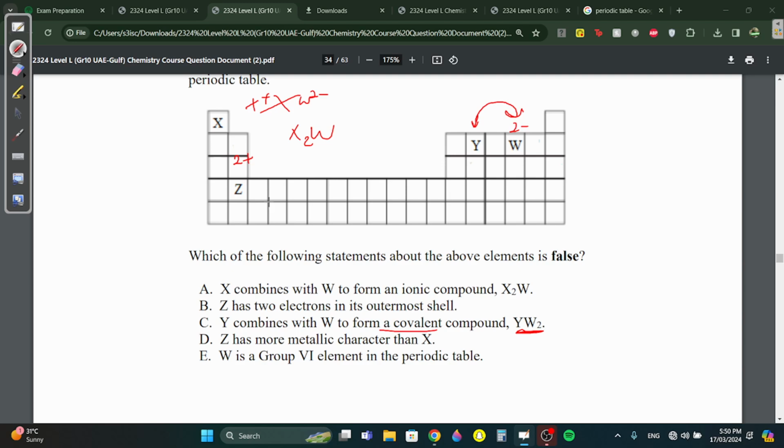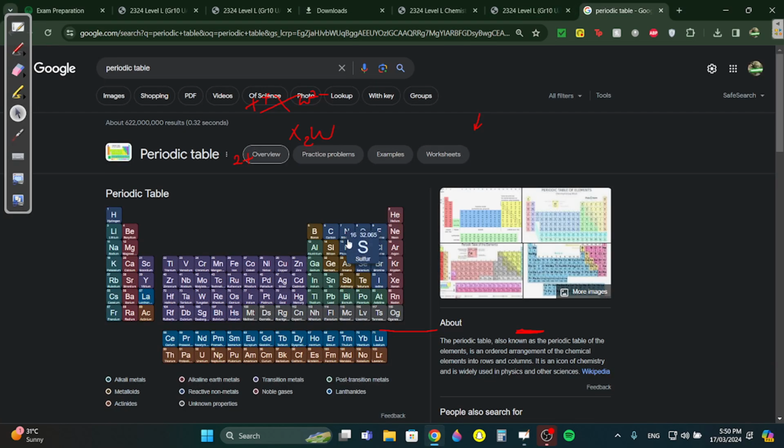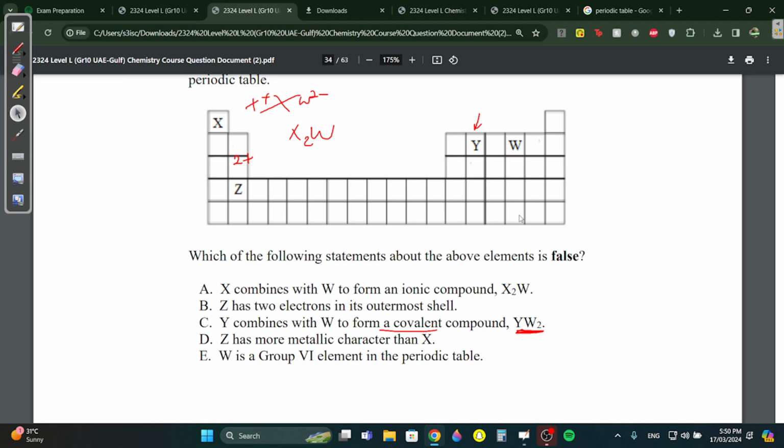For this Y, it's in group 4. When it's combining with this W, which is oxygen, it's obviously oxygen. It becomes YW2. Also, this is carbon, huh? Y is carbon. It's at the top. If you have a periodic table, you can solve this easily. If you go to the periodic table, it's carbon, it's oxygen. Everybody knows it's CO2, carbon dioxide. I think these are really easy. You just need a periodic table.